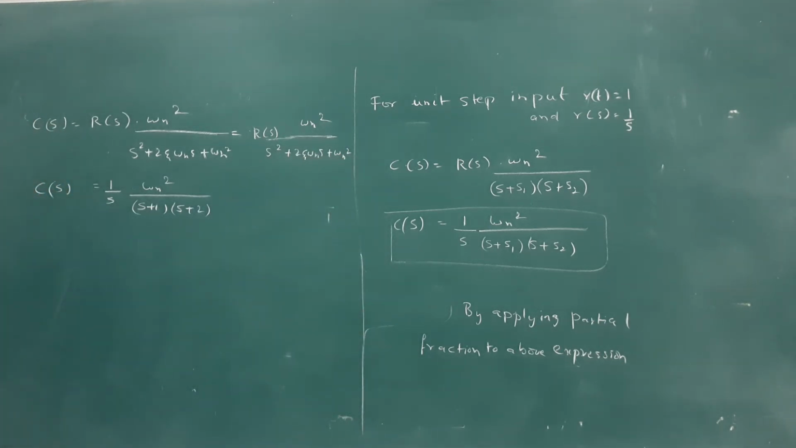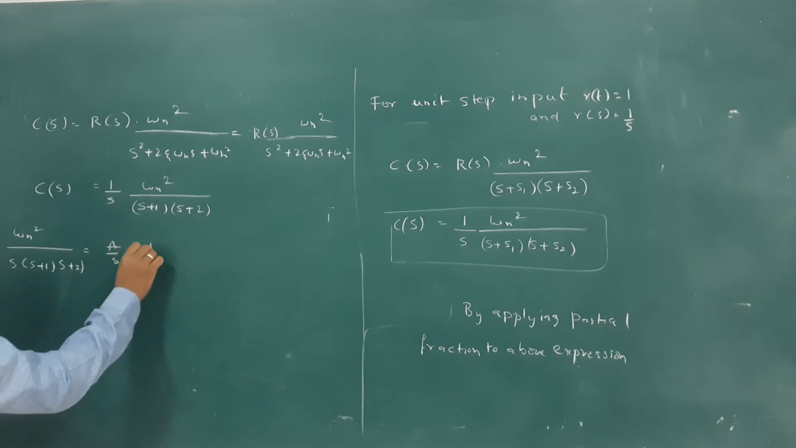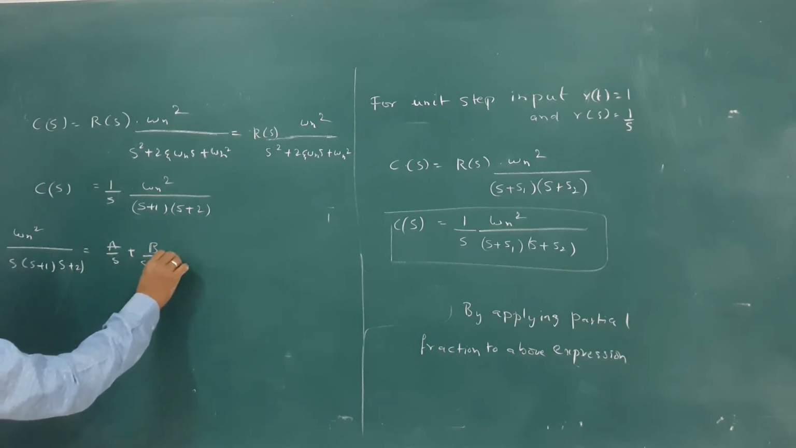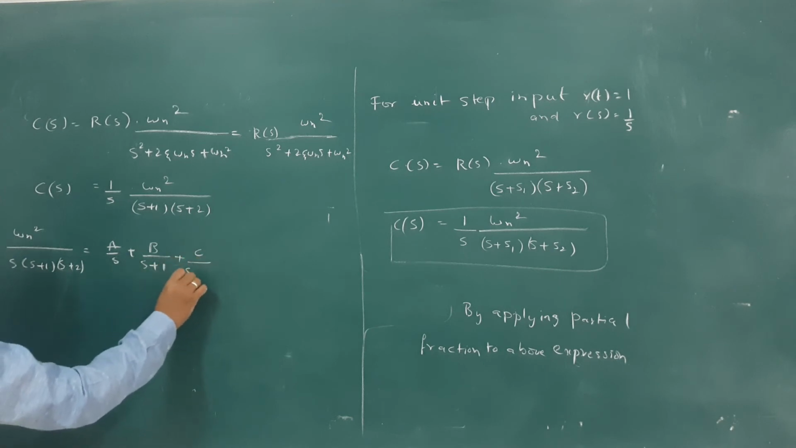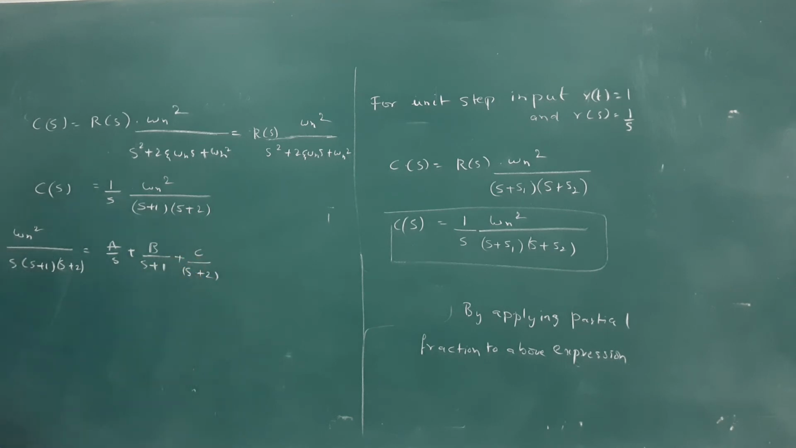So for this we have to write the partial fraction now. Omega n square divided by s into (s plus 1) into (s plus 2) is equal to a by s plus b by (s plus 1) plus c by (s plus 2). After finding the particular values of a, b and c, we have to do the partial fractions. We are doing it the same way as in the previous cases and getting the values.